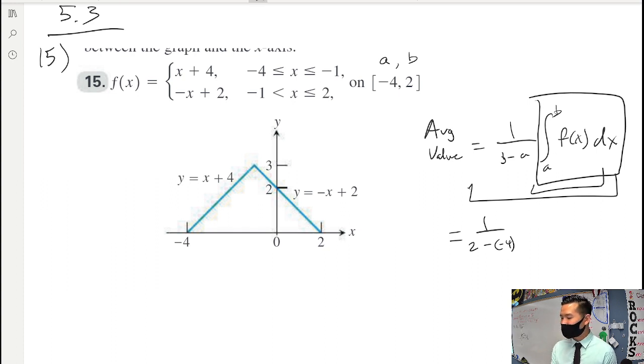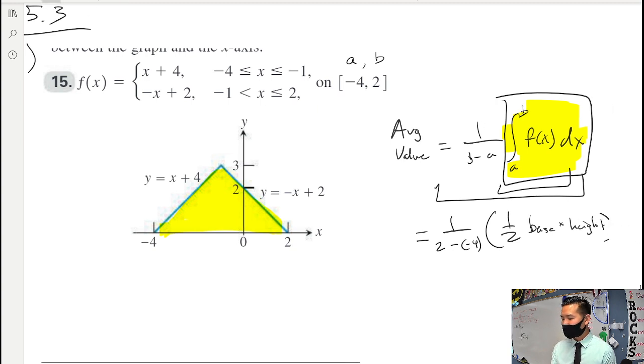But this is just the what? It's just the area from here to here. What shape is this? How do you find the area of a triangle? So this is just going to equal 1/2 base times the height. Right? So what's your base in this problem?